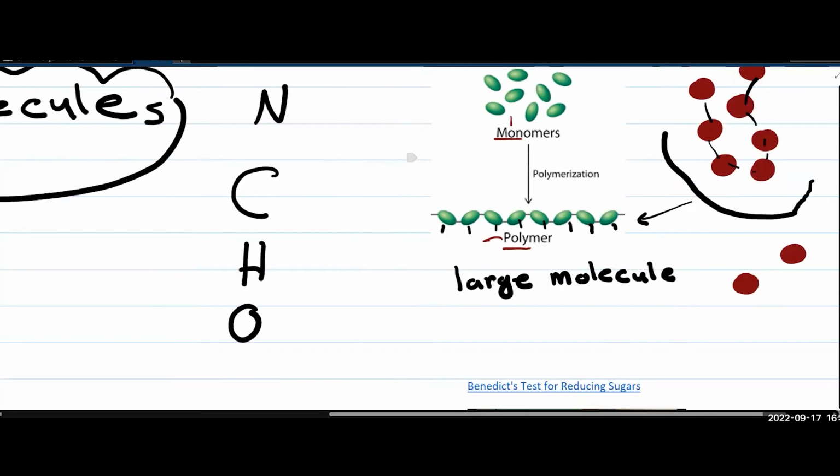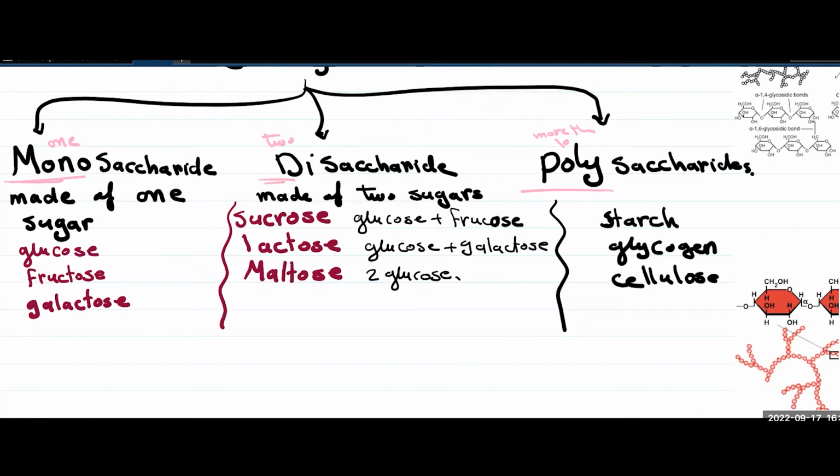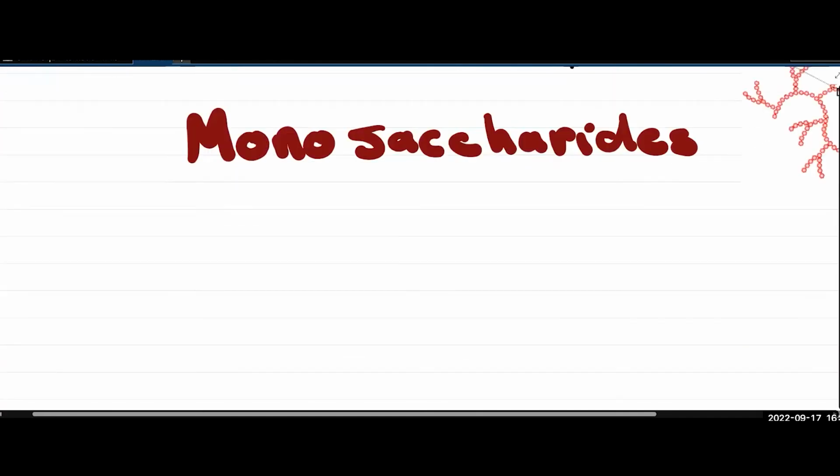You got it? These are the different carbohydrates, depending on whether they have one or two or more sugars bonded to each other in the same molecule. Okay, let's go to see the monosaccharides. Monosaccharides are carbohydrates which are made up of one sugar.